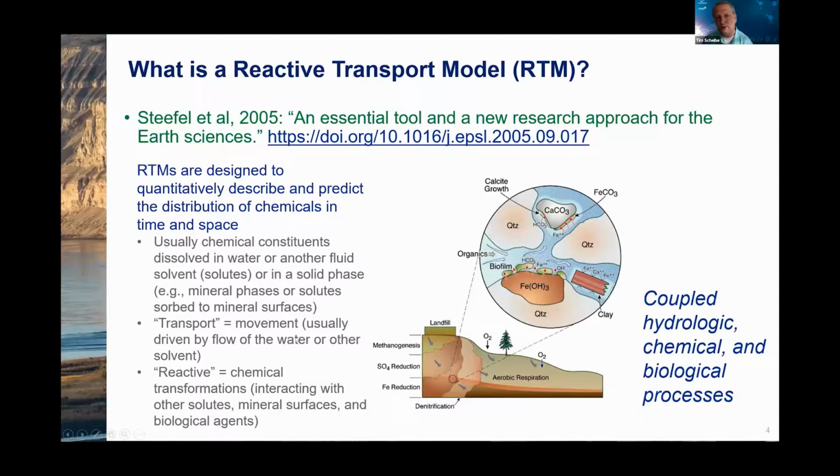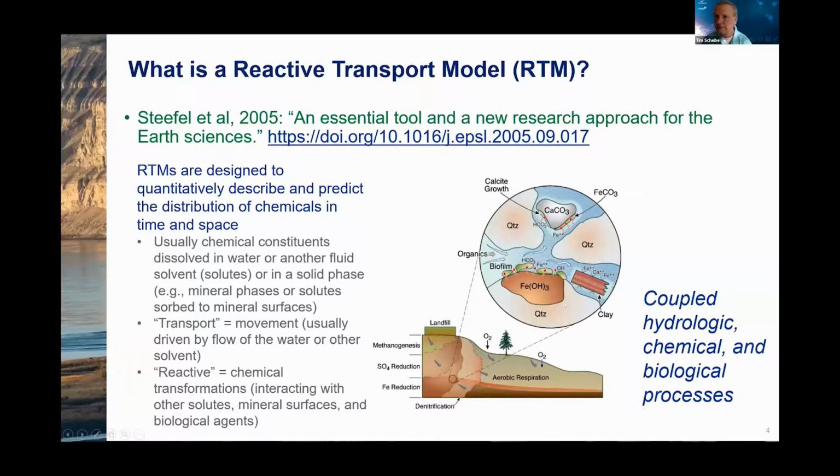When we talk about reactive transport, if we think about the two components of that, transport refers to the movement of these chemical substances through space, usually driven by the flow of the water or whatever fluid solvent they're dissolved in. And then the reactive part refers to chemical transformations that occur. Those occur through interactions with other solutes that might be in the system, as well as with mineral surfaces. And importantly for this particular summer school, interactions with biological agents, particularly bacteria, but also, of course, other microbes, fungi, and so forth.